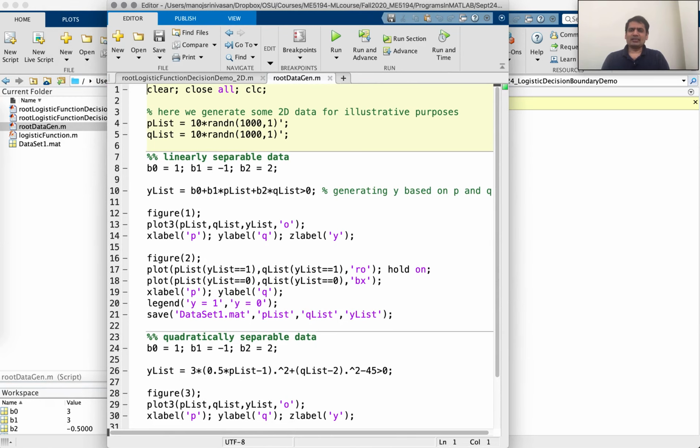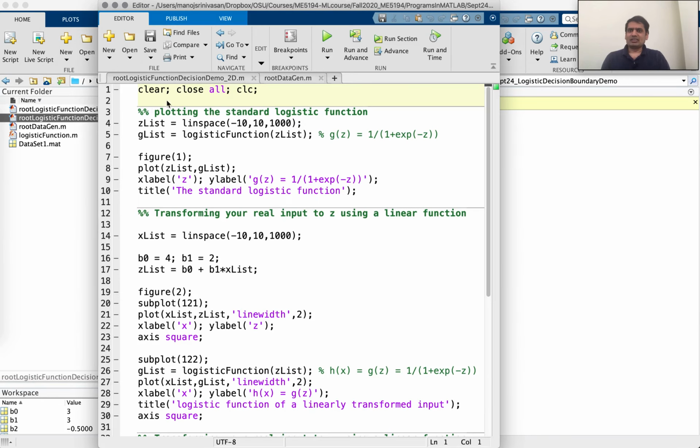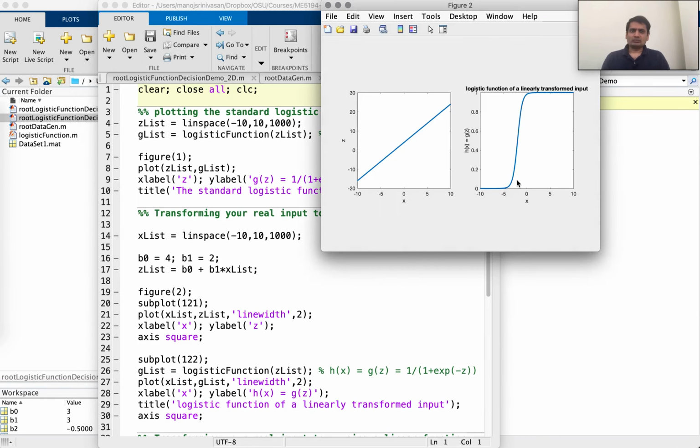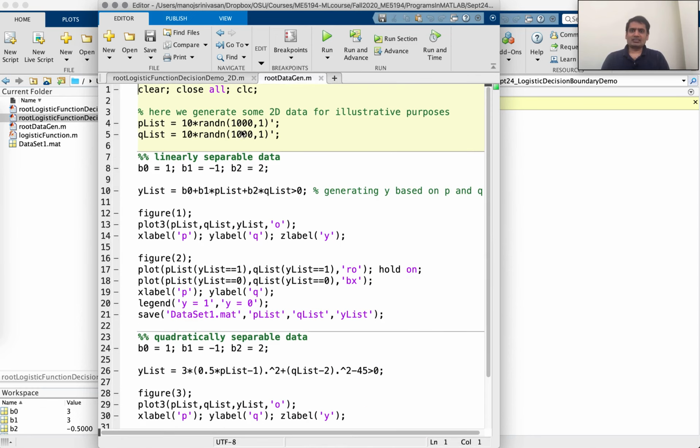So what does 2D data mean, or data with two inputs, one output? What we did before was one input, one output. X is the input, Y is the output, or g of z is the prediction of the output. Now let's look at the case where you have P and Q as two different inputs, and Y is the output. I'm just generating some data.